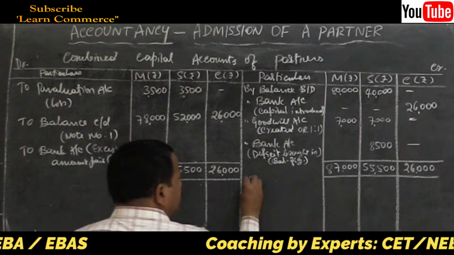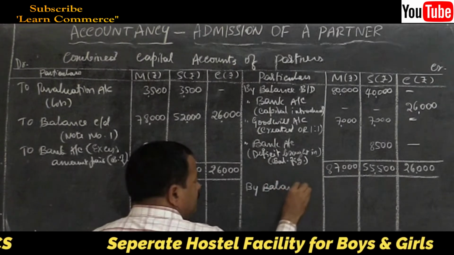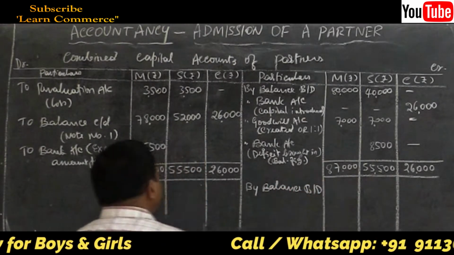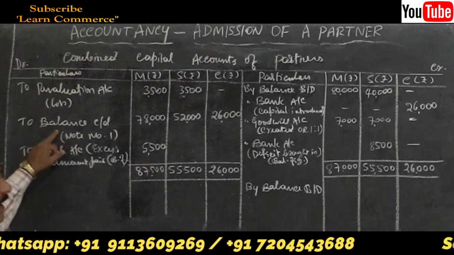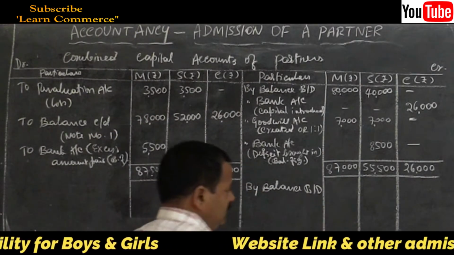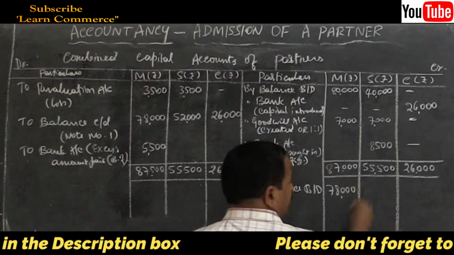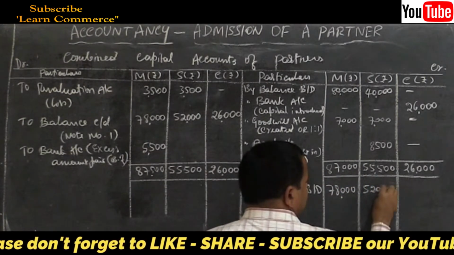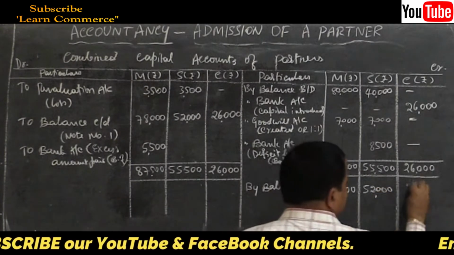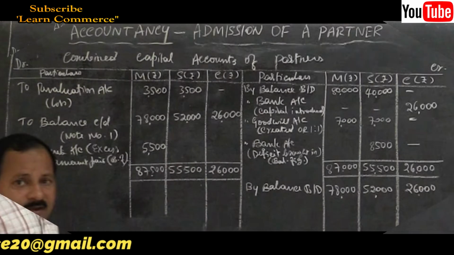Now how much should you write by balance brought down here? By balance brought down, the new capitals, very simple. To balance carried down, bring it down, that's all. Very simple. That is 78,000, then 52,000 and 26,000. I think it is clear now, right?